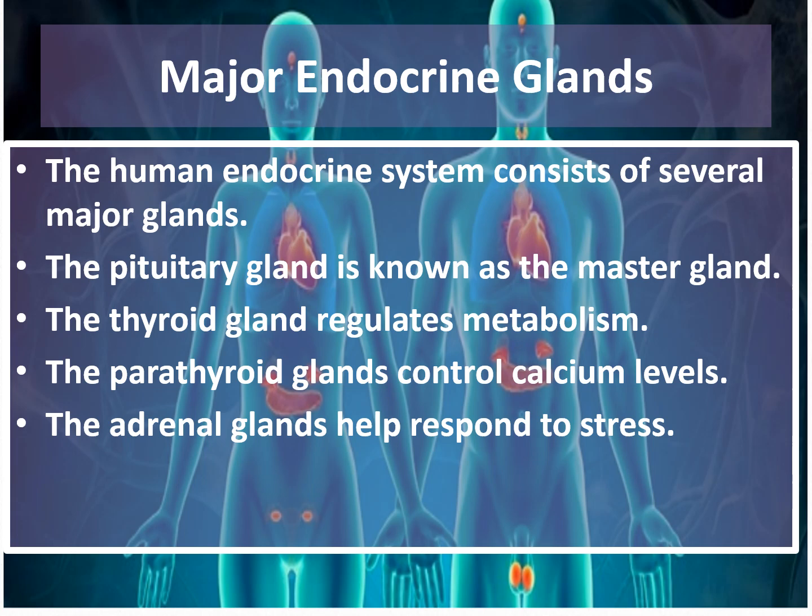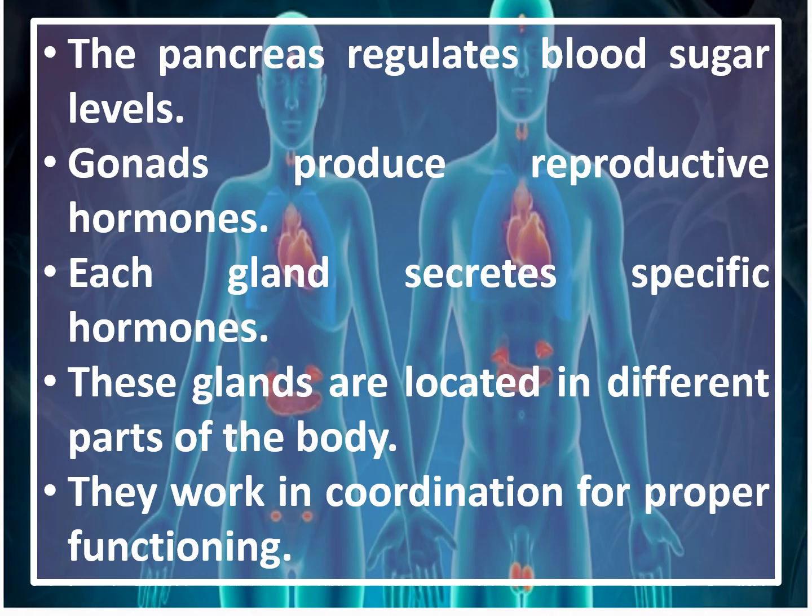What are the major functions of endocrine glands? The human endocrine system consists of several major glands. The pituitary gland is known as a master gland. The thyroid gland regulates the metabolism. The parathyroid gland controls the calcium levels. The adrenal gland helps respond to stress. The pancreas regulates the blood sugar levels. Gonads produce the reproductive hormones like testosterone, estrogen, and progesterone.